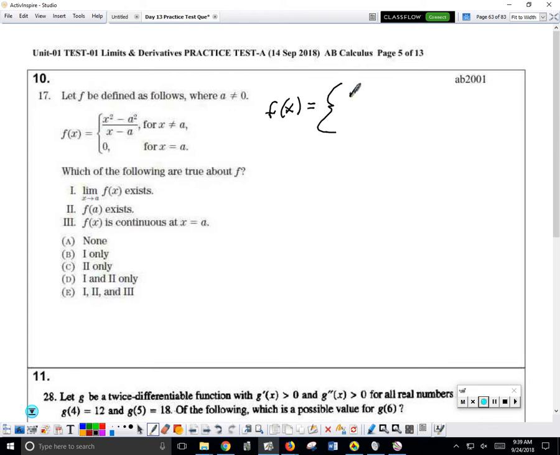So it would be x subtract a divided by x subtract a multiplied by x plus a over 1. Whenever x has a value other than a, 0 when x is a. We don't want to talk about any part of that.